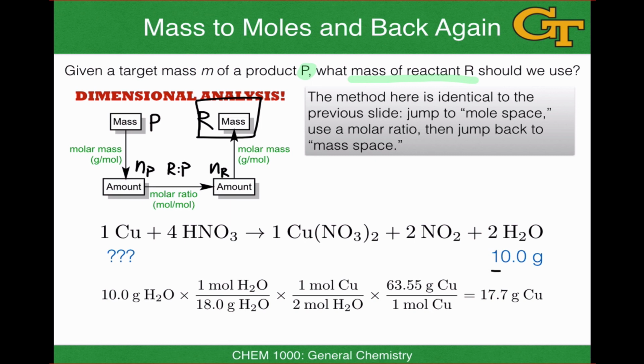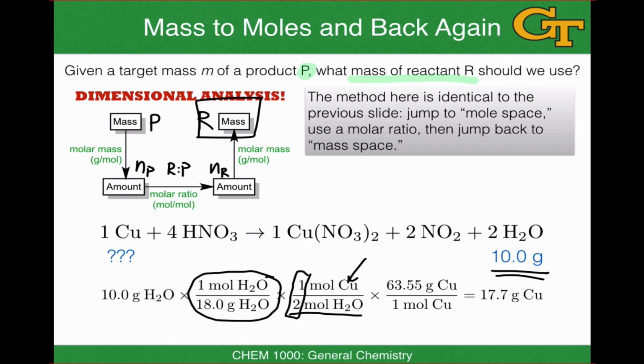Imagine we were shooting for synthesizing 10 grams of water from this reaction. We can convert that to a number of moles of water first by dividing by the molar mass of water, which is 18 grams per mole, so that when we take the reciprocal, that's 1 mole per 18 grams of water. And then we use the molar ratio of copper to water here to get copper in the numerator. Notice that the water, which is what we want to cancel, appears in the denominator, and the moles of copper appears in the numerator, and here the ratio is 1 to 2.